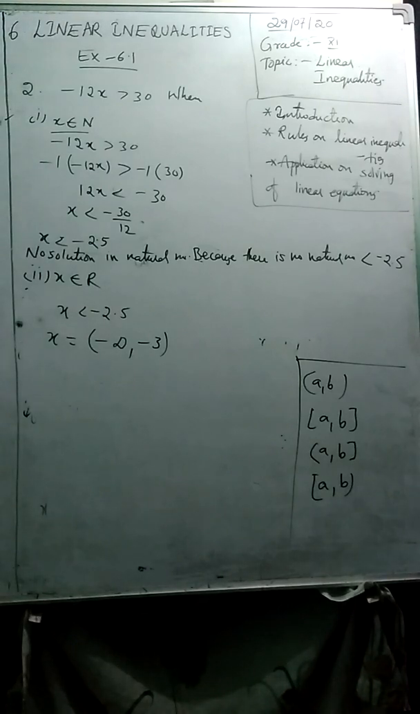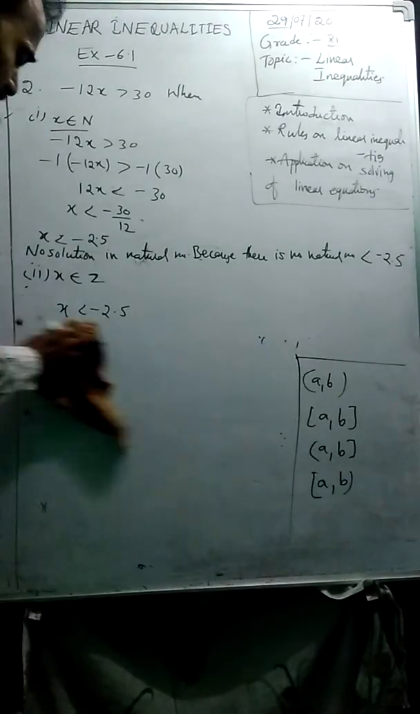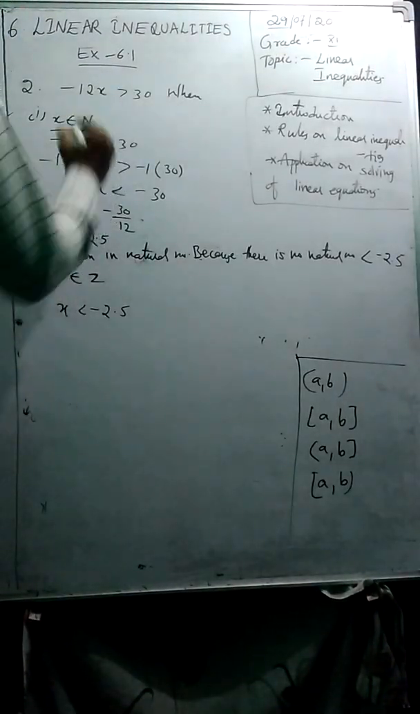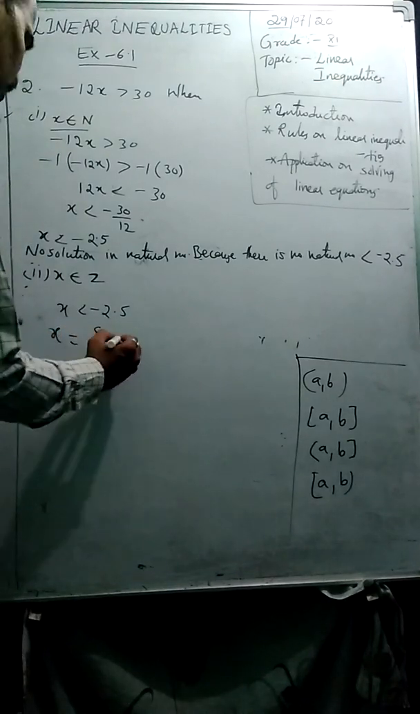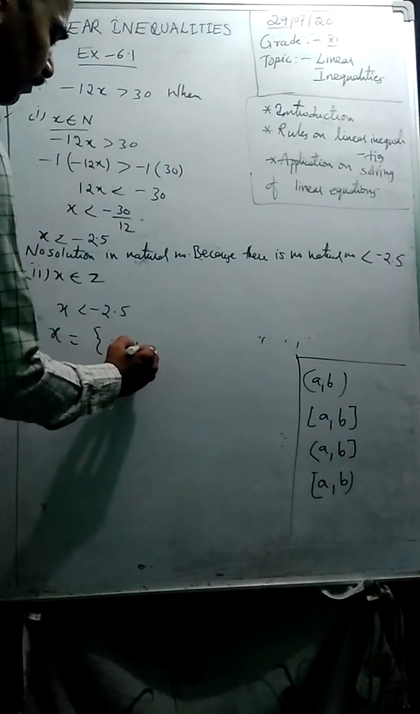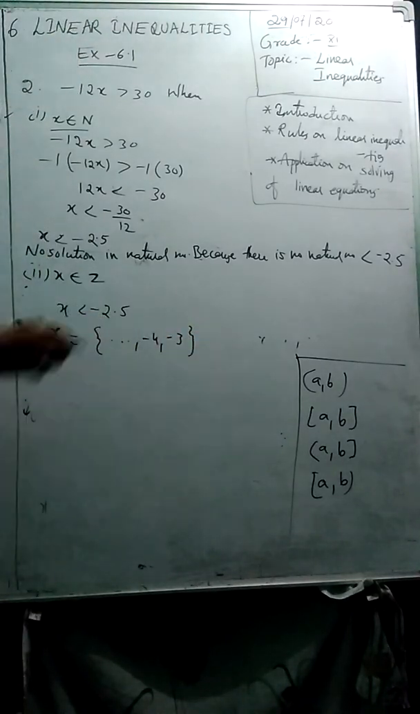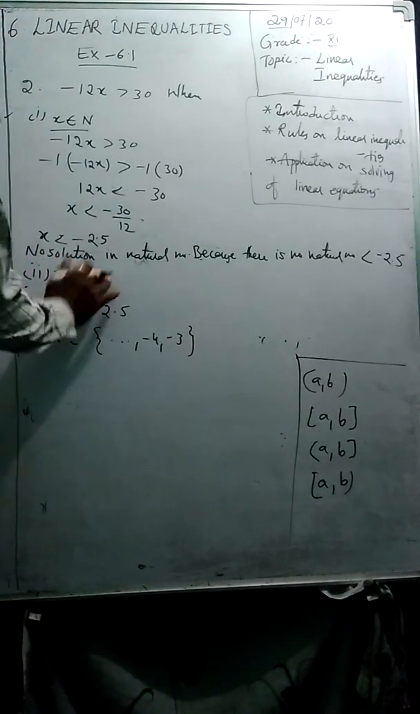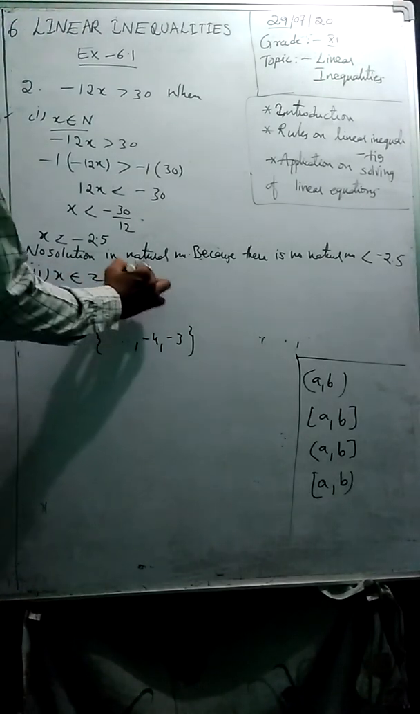So let us discuss some more problems. Sorry students, here it is given x belongs to integers. What are the integers? So we have ..., -4, -3, because -2.5 is not included, it is not an integer. So we should take all integers. If it is a real number, we should take real numbers. By mistake, it is given, so integers only are given.